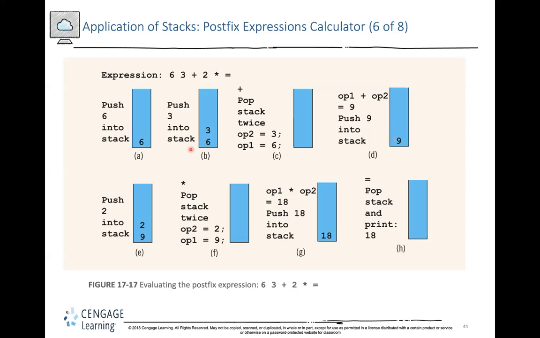Now we're going to encounter another operand, 2. Push that in the stack. Now we see an operator, multiplication. So we'll do the calculation by popping these two values off the stack, and it will do a multiplication, becomes 18, and 18 we push onto the stack. And then we continue to scan the expression, we see an equal sign, and that means that's the end of it. We just pop that off and print it out.